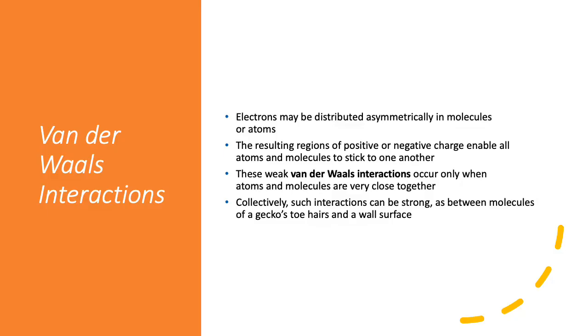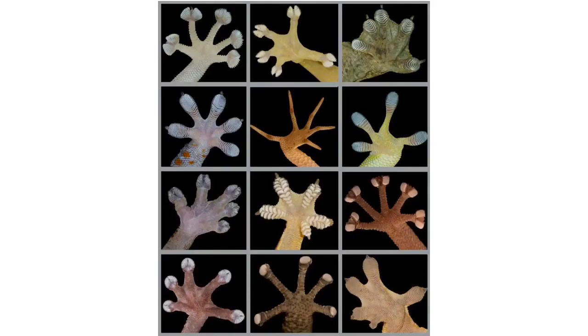Okay, last type of weak bond. The last type of bond that we're going to talk about is van der Waals interactions. And these are kind of a weird one. They're super weak, but they're important because when you get a lot of them together, the collective force is strong. I'll show you: these van der Waals forces are what allow geckos to walk up walls.